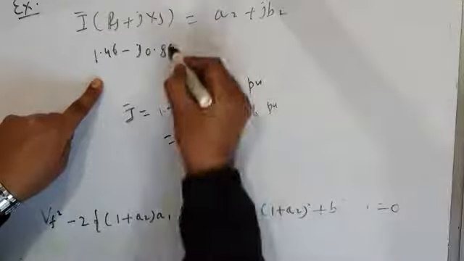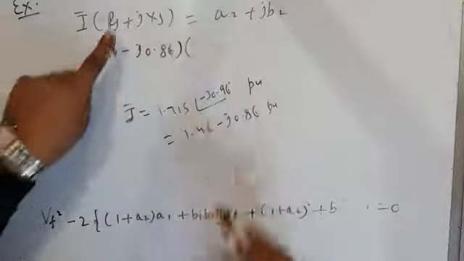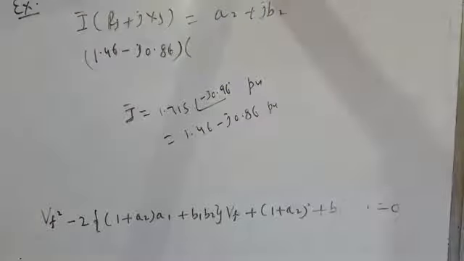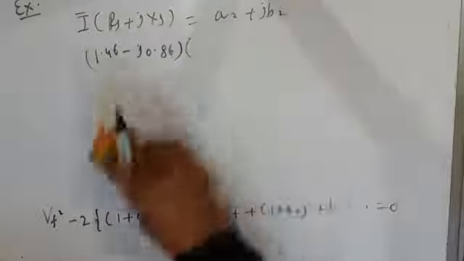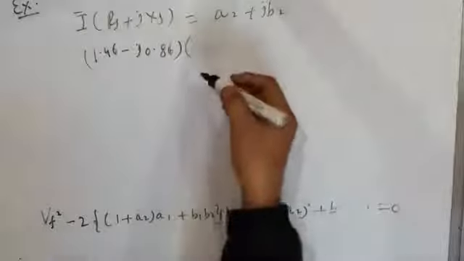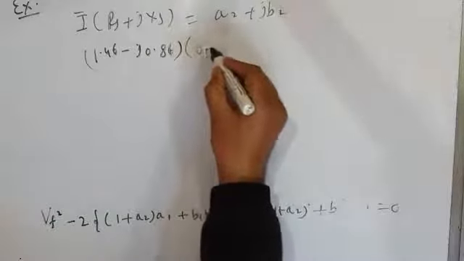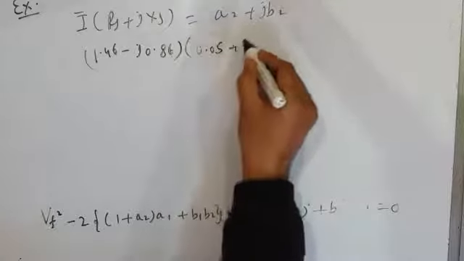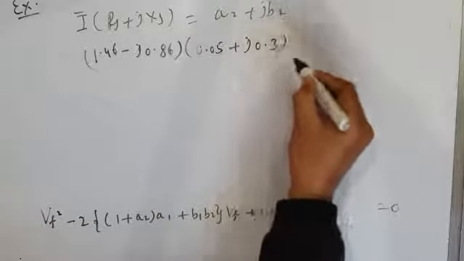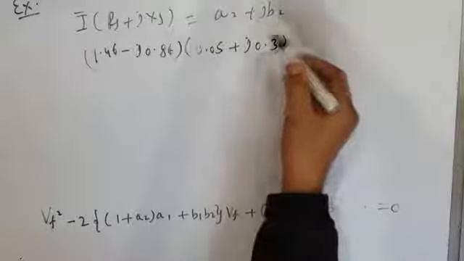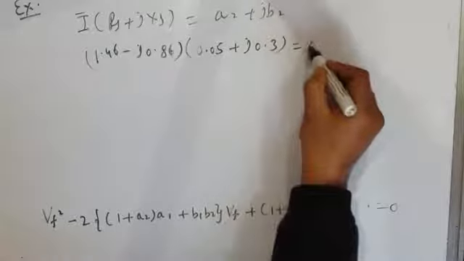1.46 minus j 0.86 into (RS plus jXS). RS plus jXS is the feeder resistance and feeder reactance. It is given in the problem itself. If you remember, a little while ago I wrote the feeder resistance is 0.05 plus j feeder reactance is 0.3 per unit.